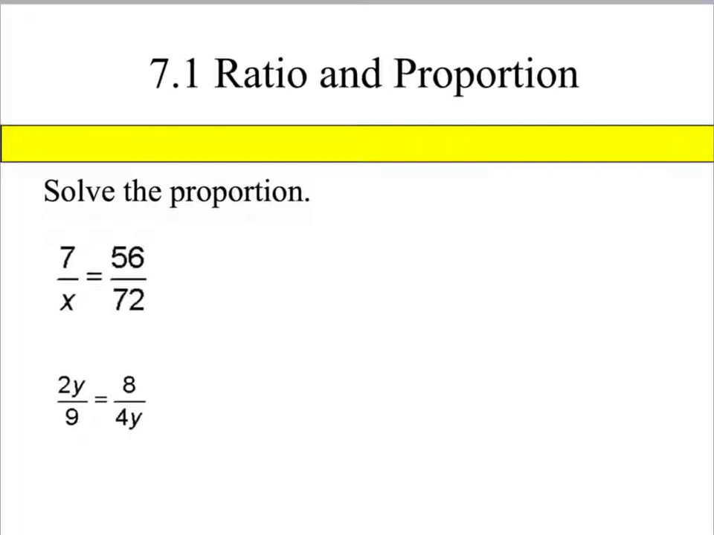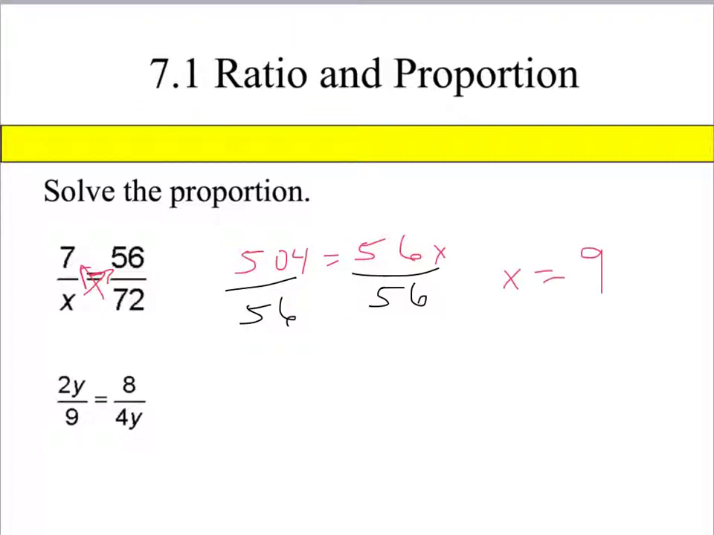All right, so two proportions together. Remember, we cross multiply to figure out that x, so you have 72 times 7, which is going to be 504, and we have 56 times x, which is 56x. We're going to divide to get what x is, and x is simply 9. So when you look at that, cross multiply and divide. All right, now the second one's going to be a little bit different.